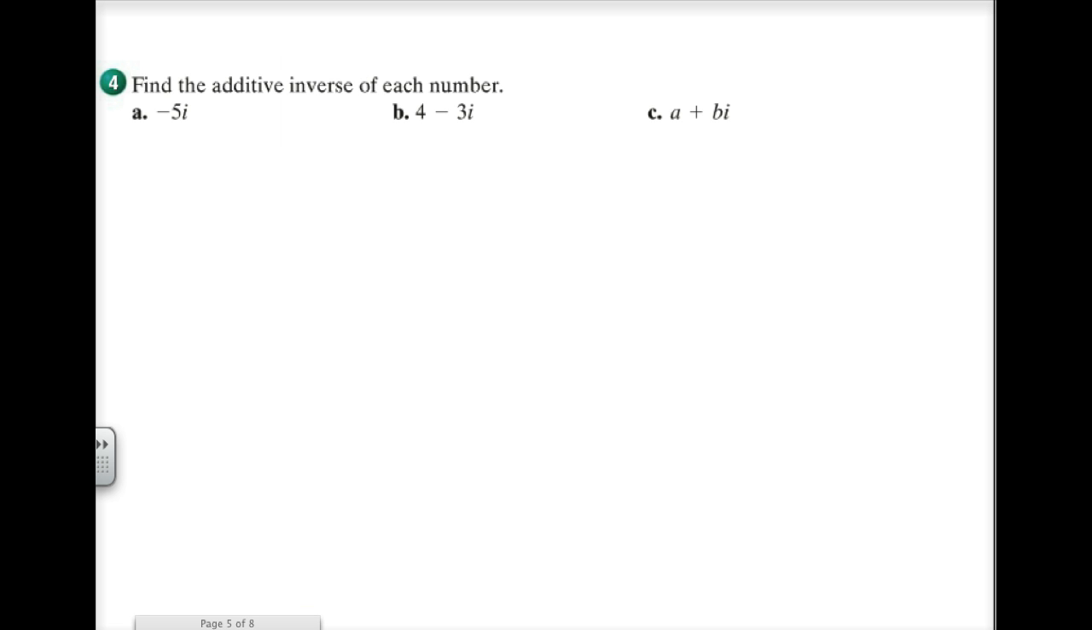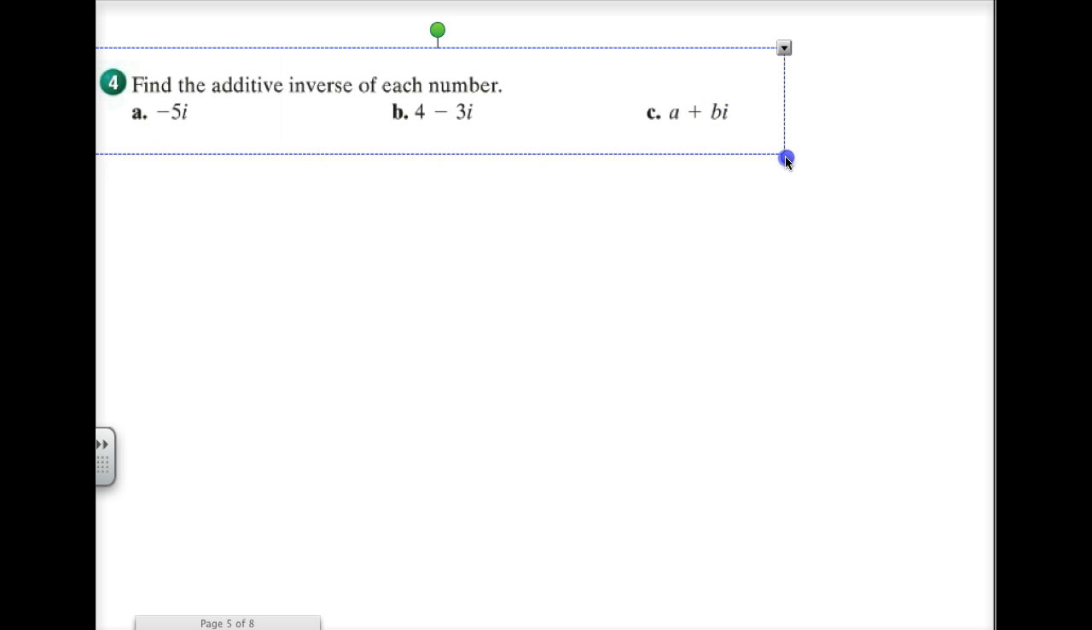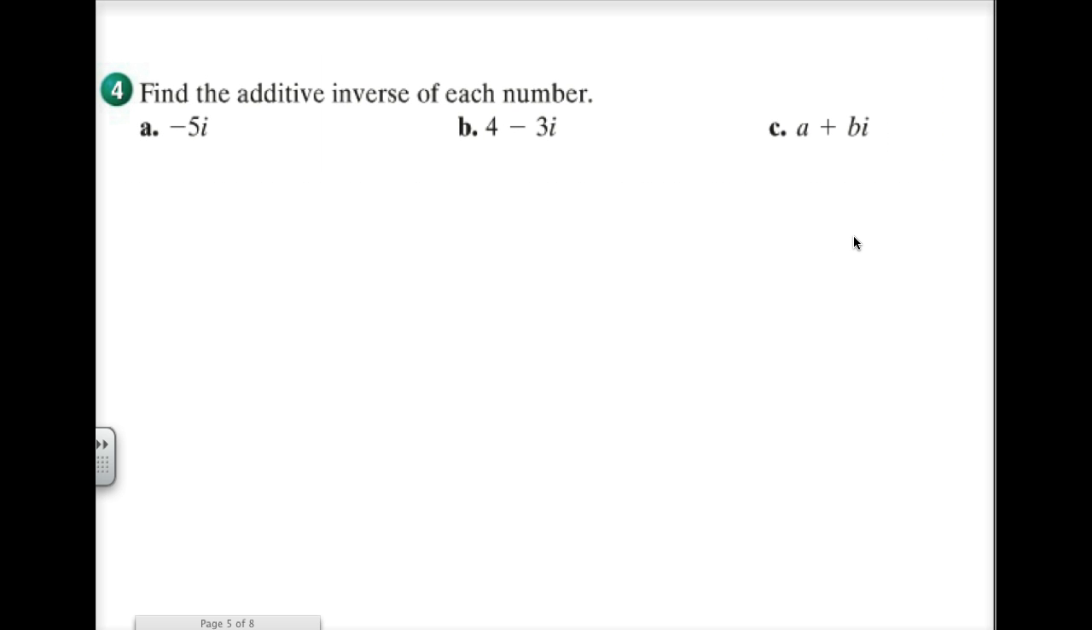Additive inverses, probably the easiest thing that you will screw up the most. I know that sounds funny, but the additive inverse just means that you take the negative of each of those pieces, or the opposite of each of the parts. So the additive inverse of -5i is going to be positive 5i. The additive inverse of 4 minus 3i, again, it's taking the negative of each of the parts, so it's going to be -4 plus 3i.